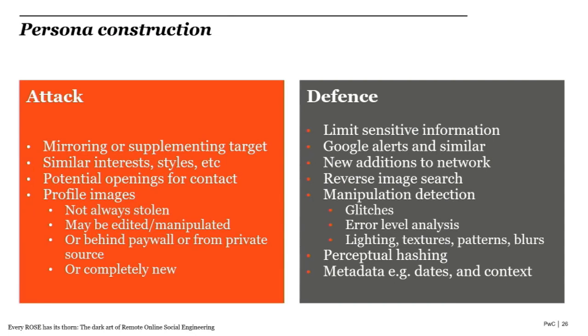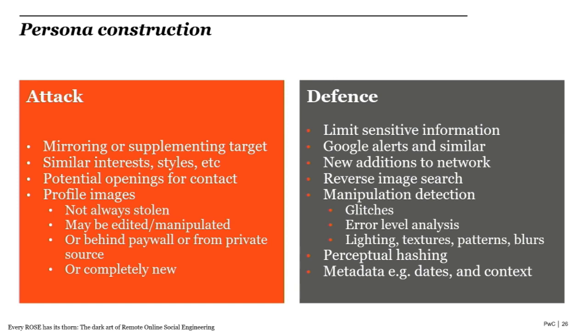The attacker would then start to build their persona and build their profile, and they might do that by mirroring their target, particularly in terms of their linguistic style. They would start looking for potential openings for contact, and they would try and make that profile look as realistic as possible. So in terms of images, for instance, historically with catfishing campaigns, profile images have been stolen from genuine social media profiles. That doesn't have to be the case. An attacker might edit or manipulate images, they might get them from behind some kind of paywall, or they might, depending on their resources, create completely new images.